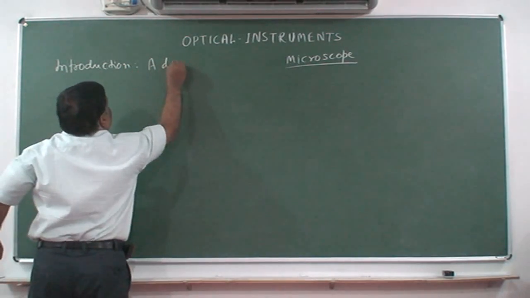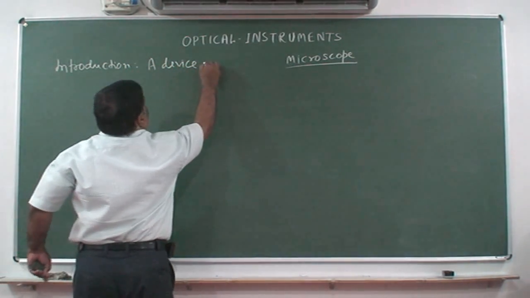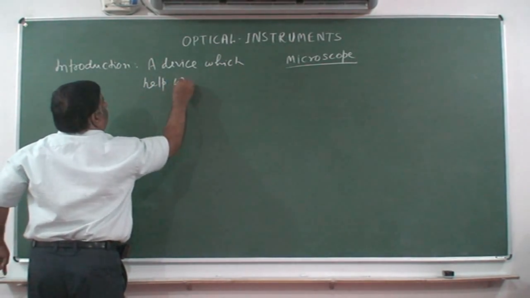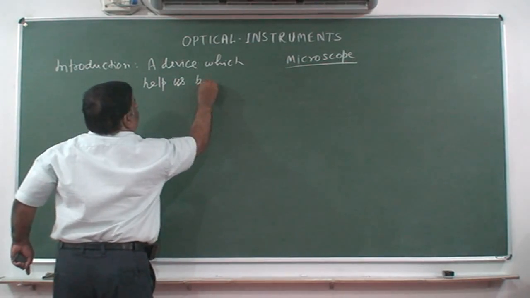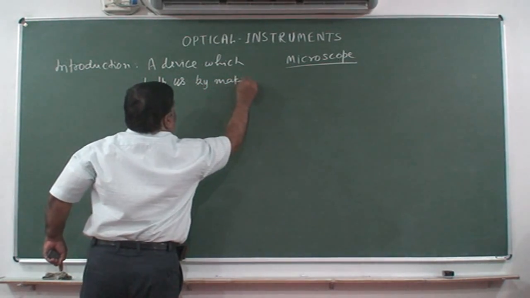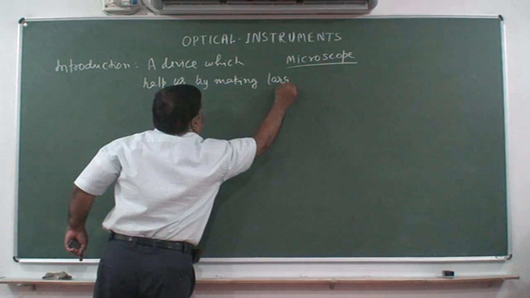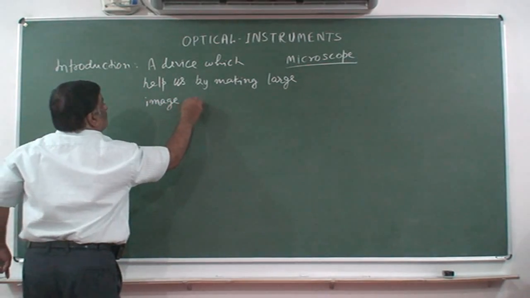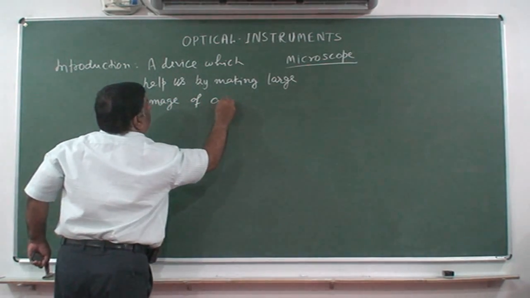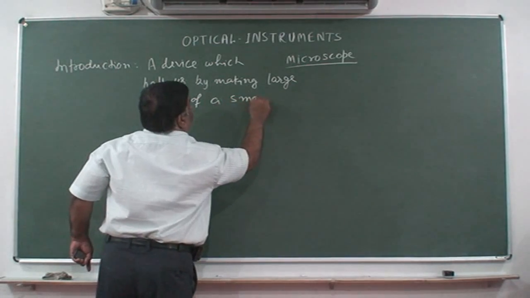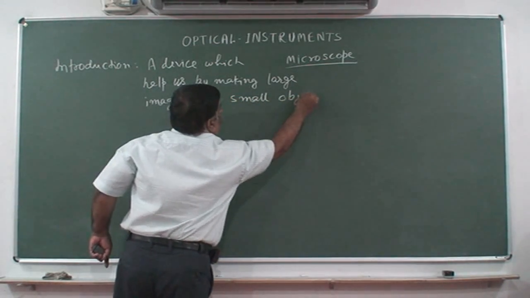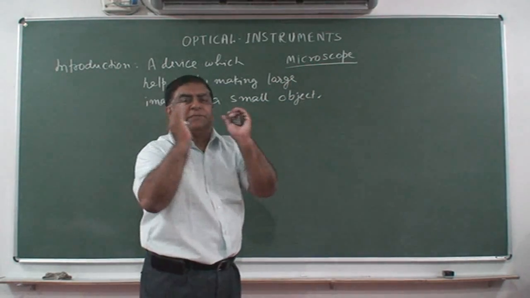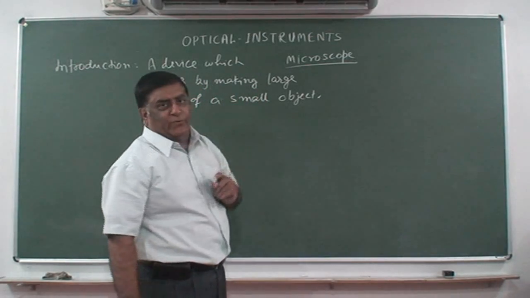A device which helps us by making large images, by making a large image of a small object. Okay, for small objects it is a microscope, something to see. So that is a microscope.